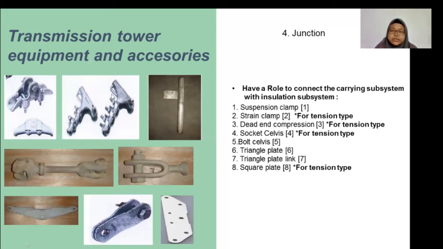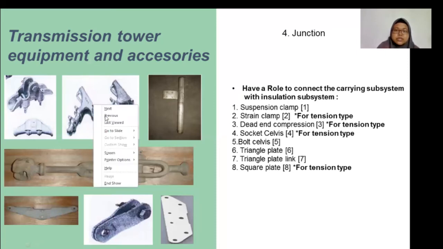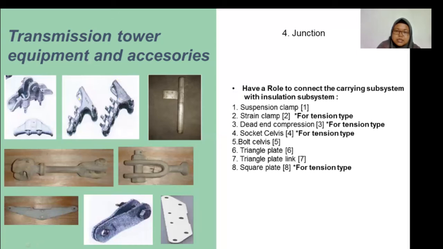String clamp is used for holding conductor, and this is usually used for tower tension type. This is a string clamp. The number 3 is dead end compression. Dead end compression has the same function as string clamp. This is for holding conductor, and is usually used for 150 kilovolt transmission tower tension type.